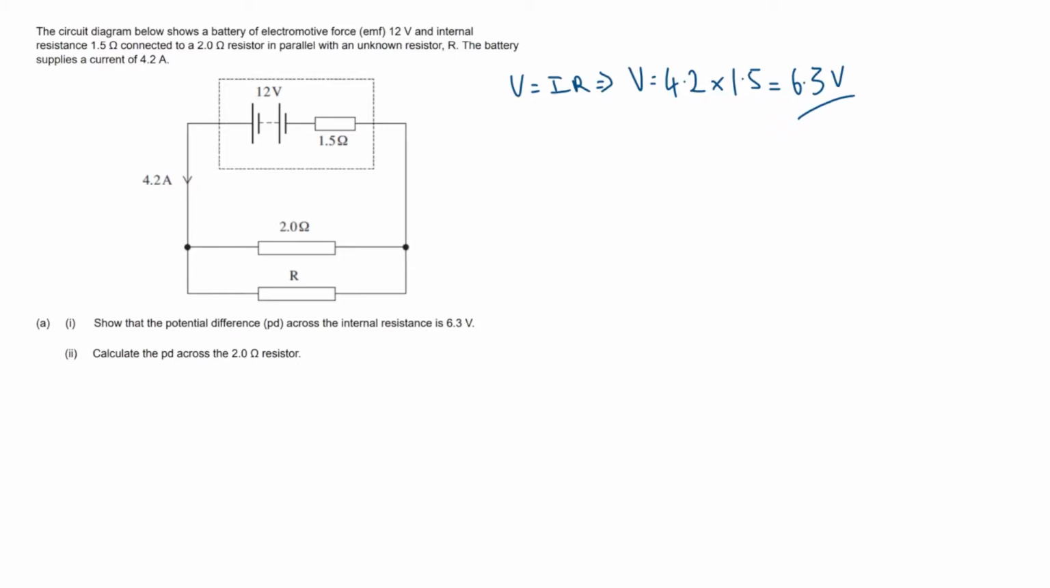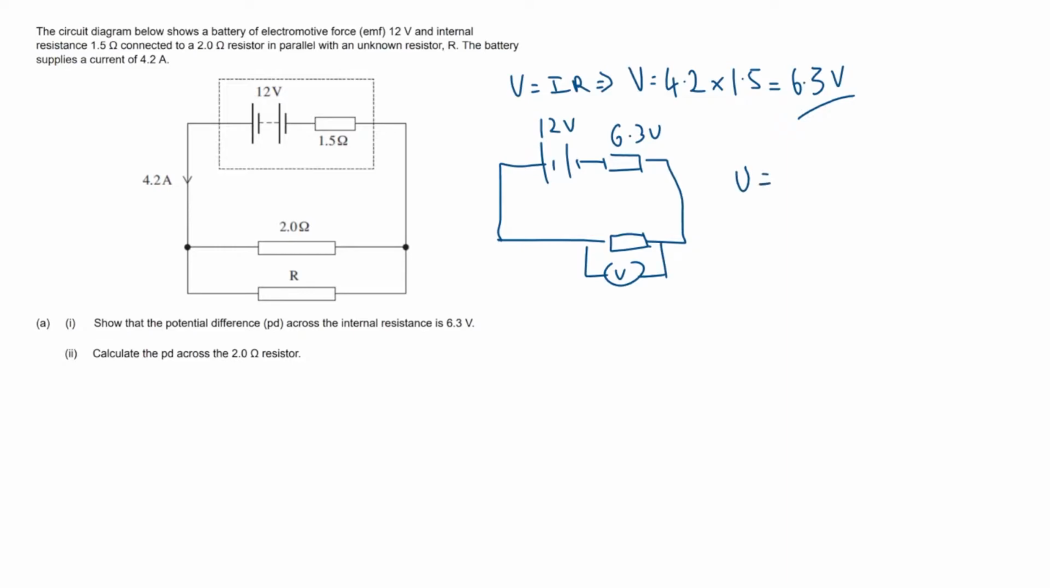Part 2 says calculate the PD across the 2 ohm resistor. Well, what you've got to realise with this is that the 1.5 ohm and the 2 ohm resistor are effectively connected in series along with the cell. Therefore, whatever voltage is across both of those resistors has to add up to 12. Therefore, V, as I've illustrated here, is going to be equal to 12 volts, take away 6.3, which is 5.7 volts.